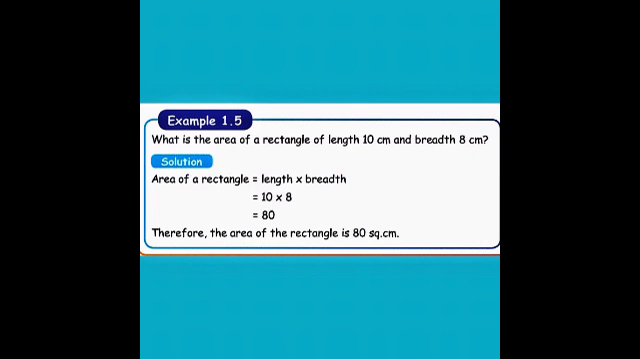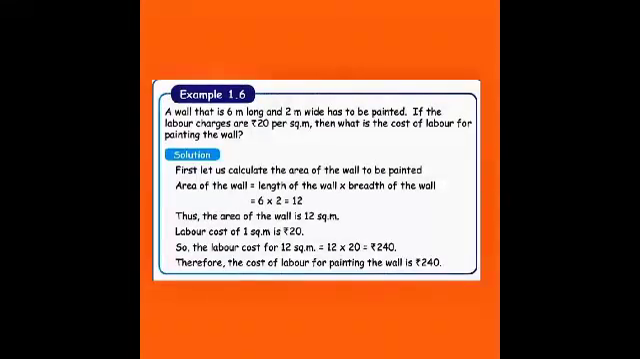Okay, let's see the next example. A wall that is 6 meter long and 2 meter wide has to be painted. If the labor charges are rupees 20 per square meter, what is the cost of labor for painting the full wall? Here the length and width are given, so the wall is a rectangle. So area of the wall is equal to length of the wall into breadth of the wall. That is 6 into 2, which is 12. Therefore the area of the wall is 12 square meter.